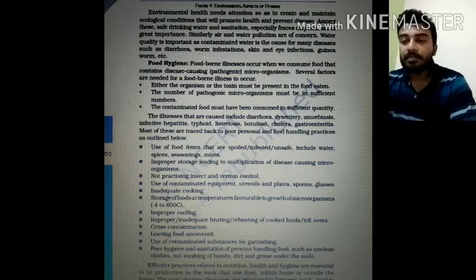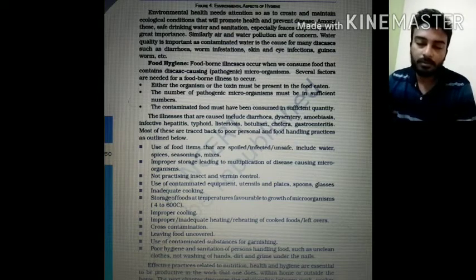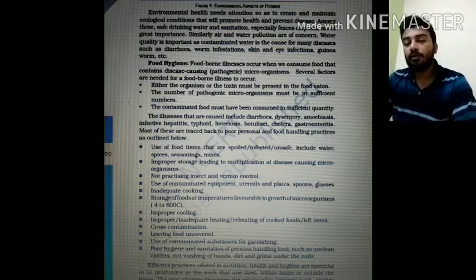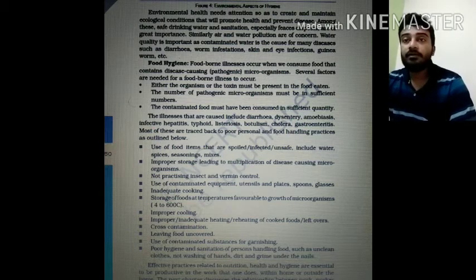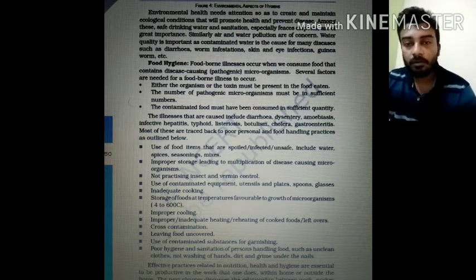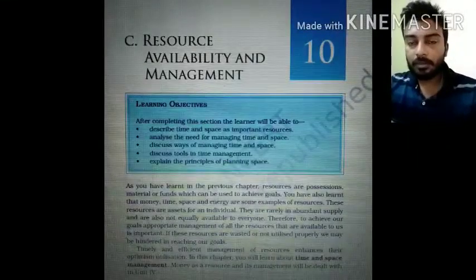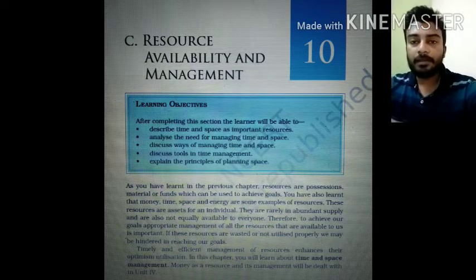The next chapter discusses the relationship between worker, that is, that chapter is not included in your syllabus. So we will now directly move to the next part of this chapter, that is the resources which are available. So this is the second part in your syllabus of this chapter number 7, that is resource availability and management.